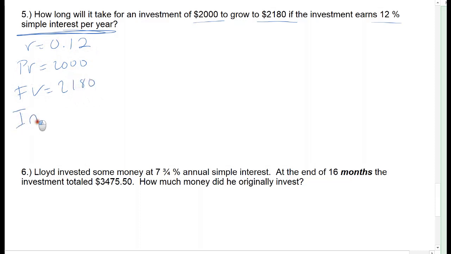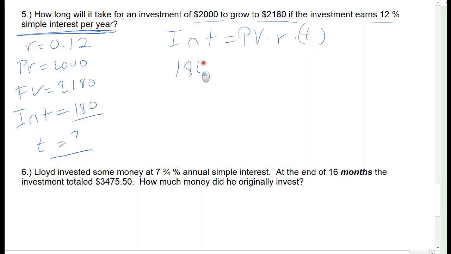$2,180. And so I'm going to figure out my interest from that. If I invested $2,000, I now have $2,180. My interest was $180, right? And I want to find time. So again, I can use the simple interest formula: present value times my interest rate times time. And this time I'm looking for time.